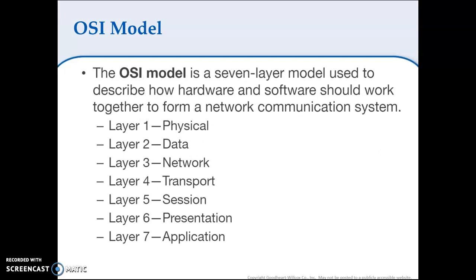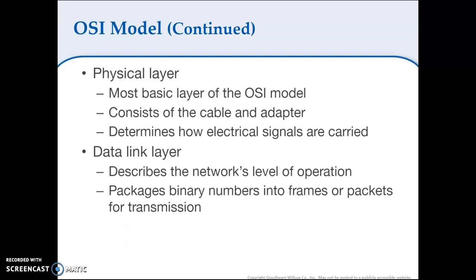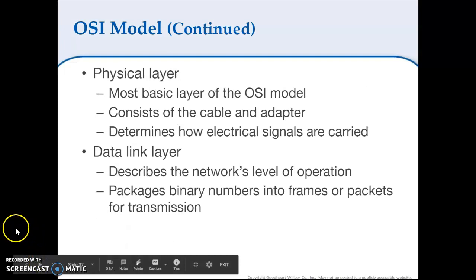The OSI model, when it comes to data transfer, has seven different layers to describe how hardware and software should work together to form a network communication. Layer one is the physical, layer two, data link, layer three, network, layer four, transport, layer five, session, layer six, presentation, layer seven, application. If you look at it this way, going from seven to one is the user communicating with the network, and from one to seven is the network communicating back to the user. So let's take a look at these different layers.